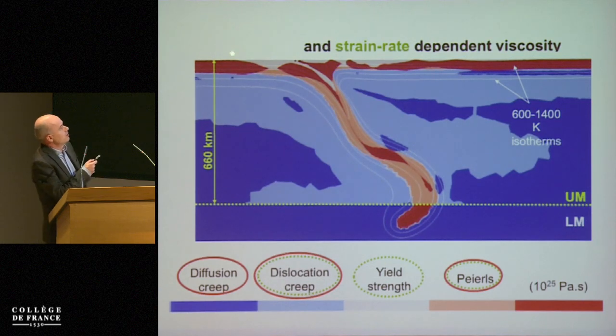Okay, so that should say temperature there. Temperature and strain rate dependent viscosity. So these are the four viscosity laws that we have in. We have a diffusion creep, which is temperature dependent. So temperature should be in red up there.